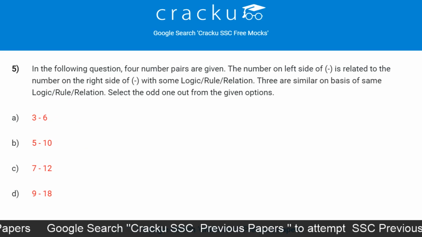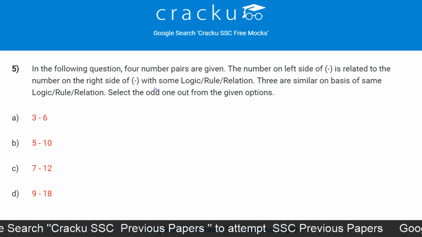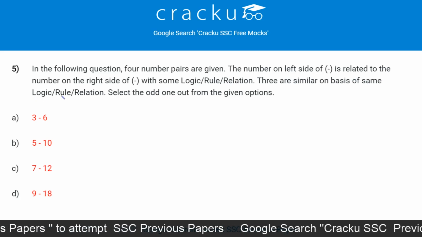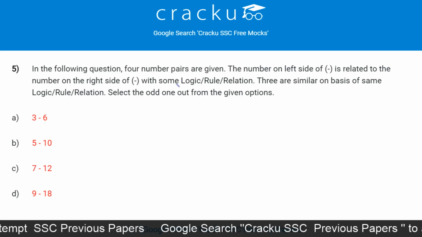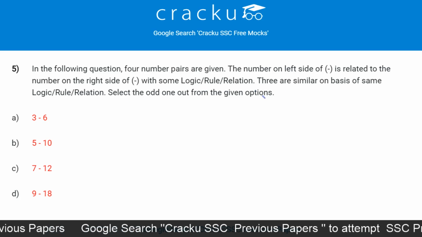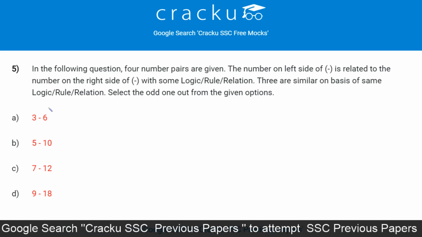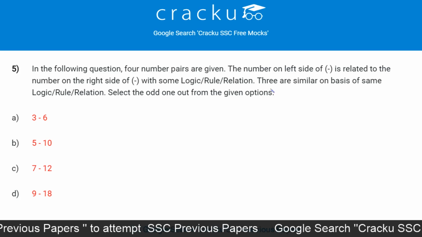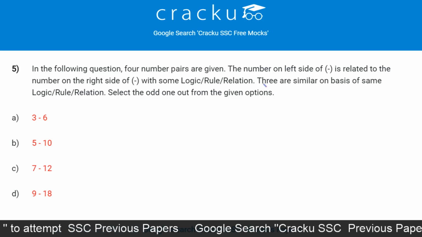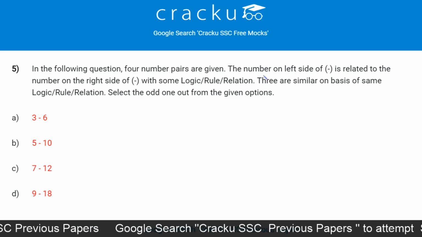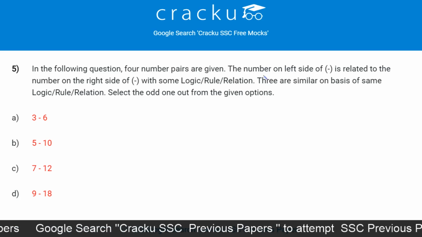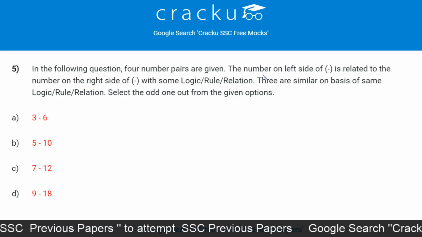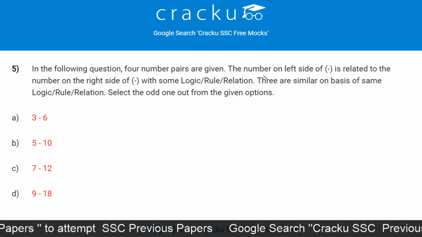Next question. In the following question, 4 number pairs are given. The number on left side is related to the number on the right side of this hyphen with some logic or rule or relation. 3 are similar on the basis of same logic, rule or relation. Select the odd one out from the given options. So these kind of models are continuously coming in SSC CHSL examinations. All these models, whatever we have discussed and whatever we are going to discuss, are continuously getting repeated in CHSL reasoning questions.